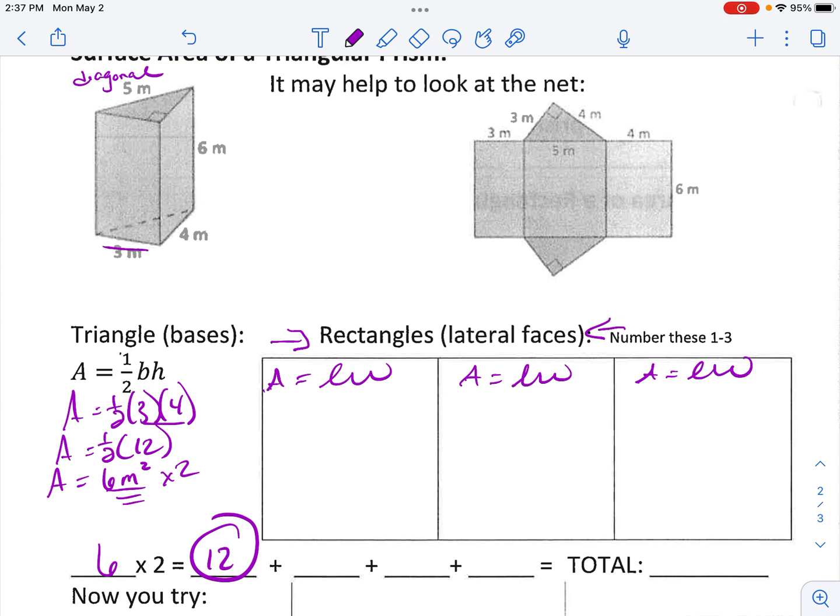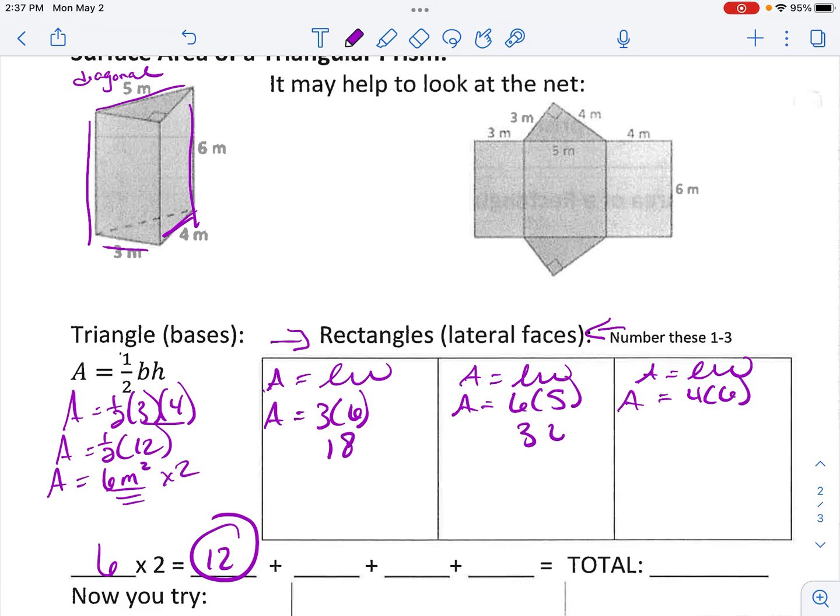So I have a 3 by, this is 6, so I have a 3 by 6. I have a 6 way back here by 5. And then I also have a 4 by 6. Okay, so then I have to find the area of those 3 faces. So I've got 18, 30, and 24.